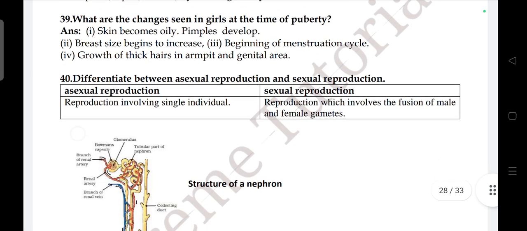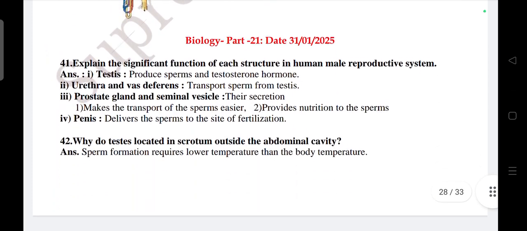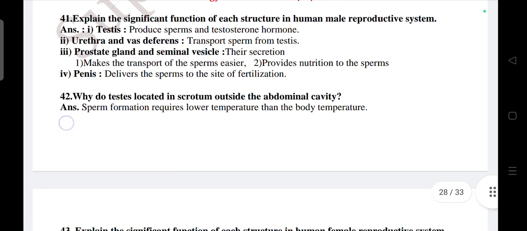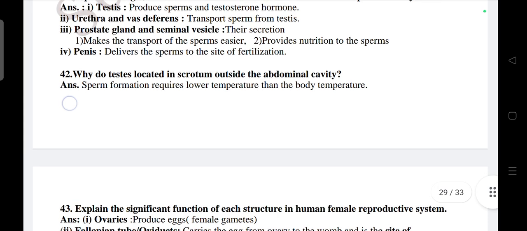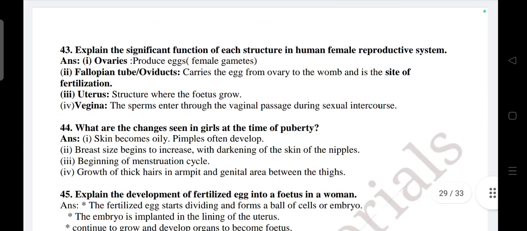What are the changes seen in girls at the time of puberty? Next, difference between asexual reproduction and sexual reproduction, and structure of nephron, very important. Explain the significant function of each structure in the human male reproductive system. Why do testes are located in the scrotum outside the abdominal cavity? Explain the significant function of each structure of the human female reproductive system.